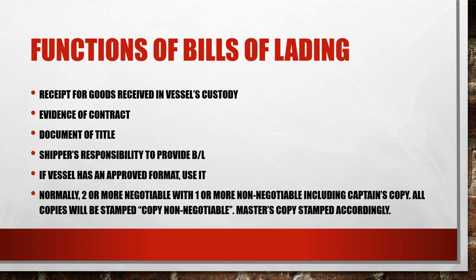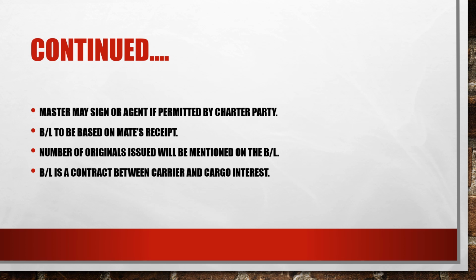preferably used. Normally two or more negotiable copies, with one or more non-negotiable, including the captain's copy, are issued. All copies will be stamped non-negotiable, and the master's copy is stamped accordingly, which clearly mentions that it's the master's copy of the bill of lading. The other function is that the master may sign, or the agent may sign if permitted by the charter party. The bill of lading is based on the mate's receipt, and the number of originals issued is mentioned on the bill of lading. A bill of lading is basically a contract between the carrier and the cargo carrier.